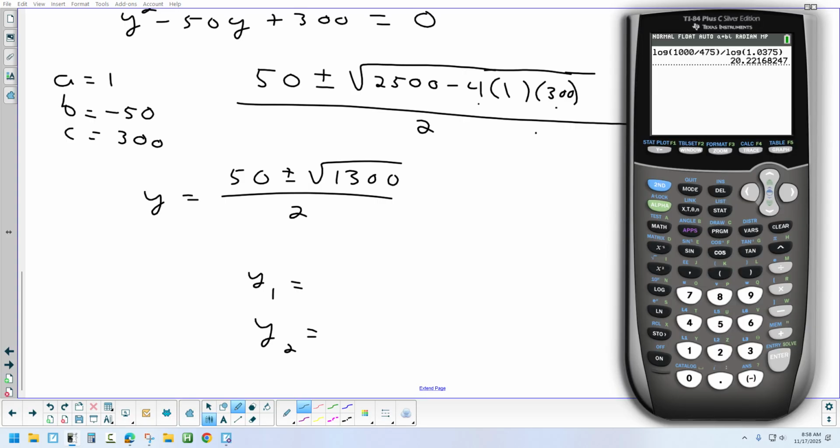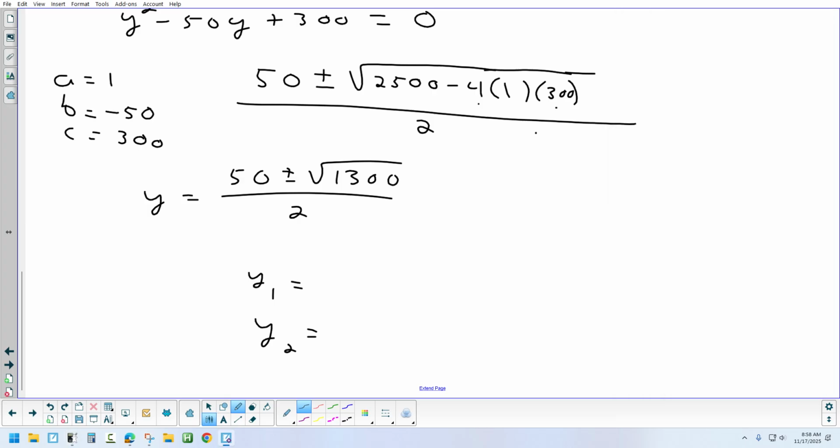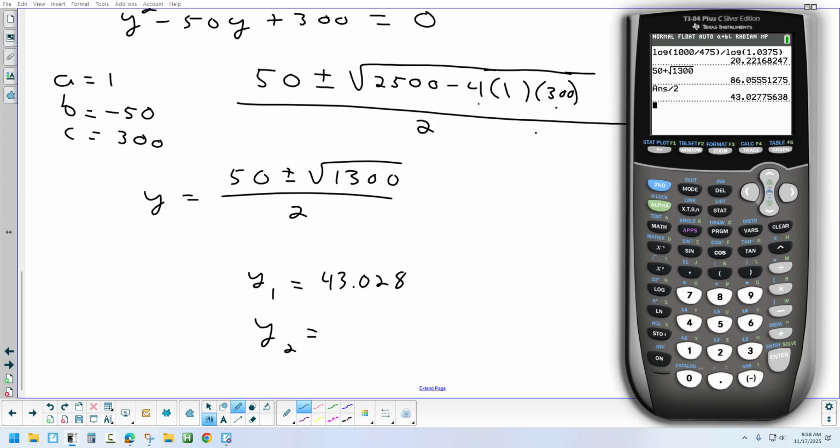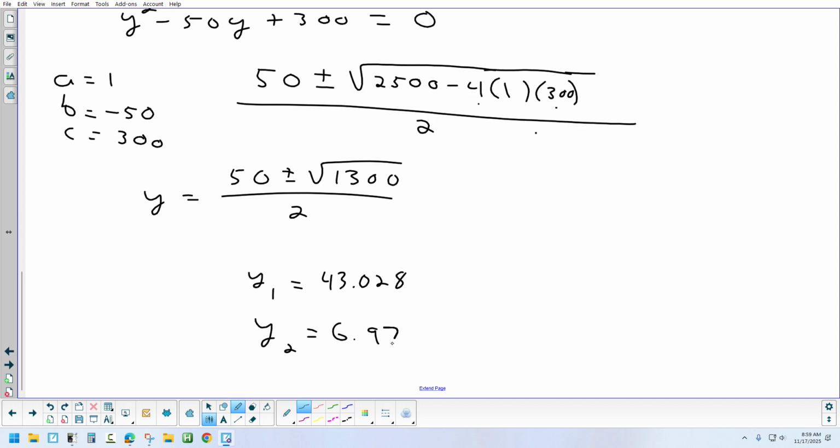Okay, so the first value is 50 plus the square root of 1300 divided by 2. 43.028. And the second answer is 50 minus the square root of 1300. And that gives us 6.972. Okay. So we've got our two answers for y.